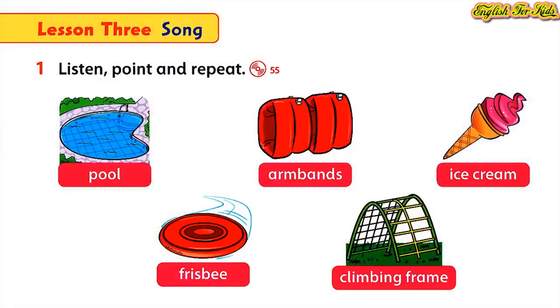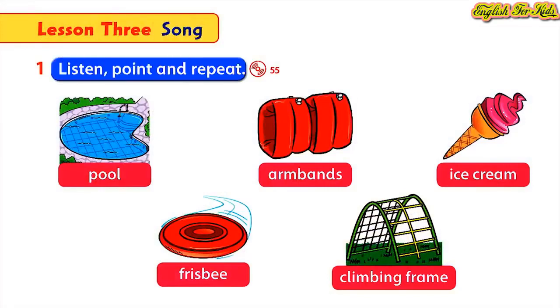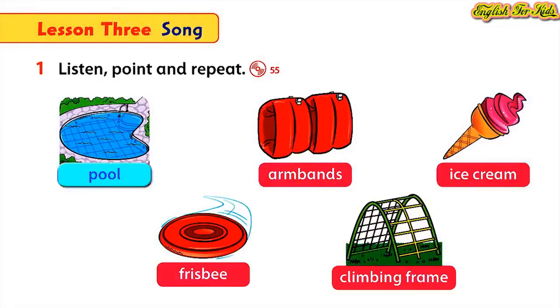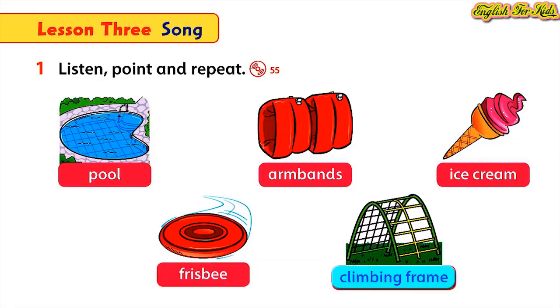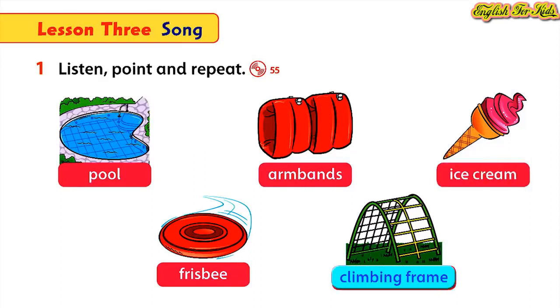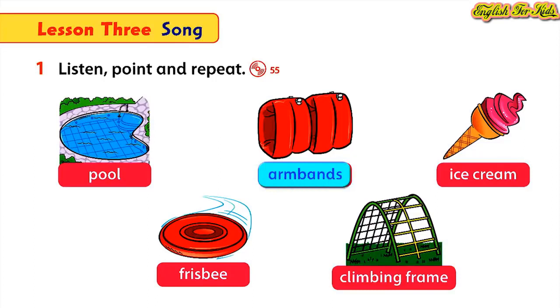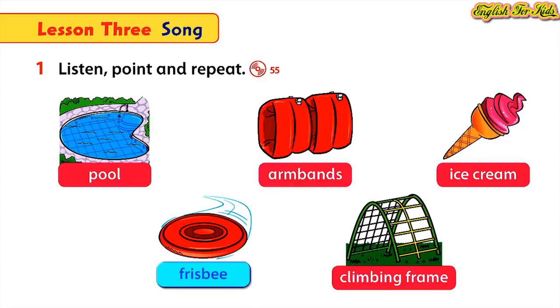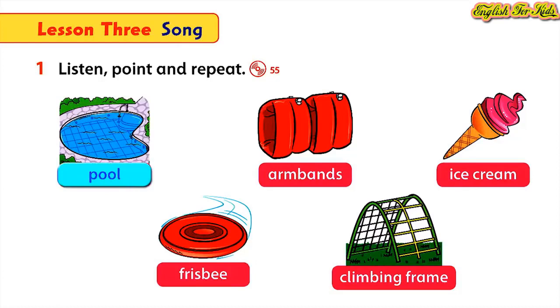Listening 55. Listen and point. Pool. Armbands. Ice cream. Frisbee. Climbing frame. Ice cream. Climbing frame. Armbands. Frisbee. Pool.